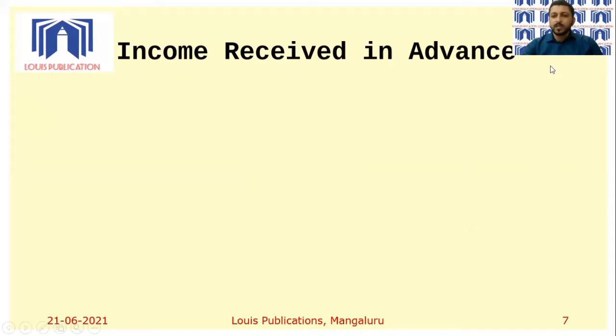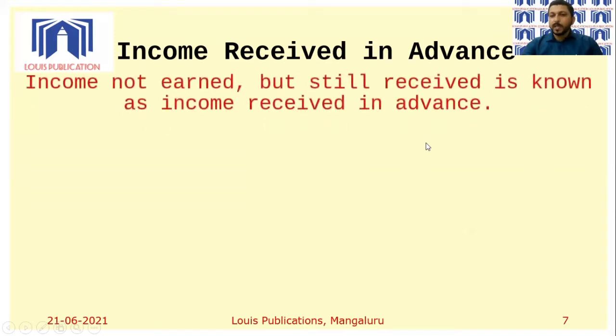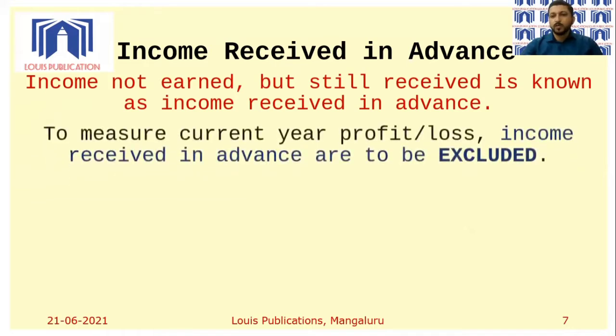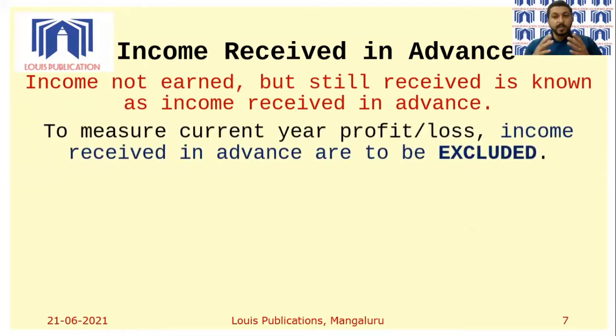So as the name suggests, income is received in advance. It means the business has not earned the income, but the business has still received it. So such incomes are called income received in advance. When we say the business has not earned, that means it's an income relating to next year, but we have already received it in the current year.